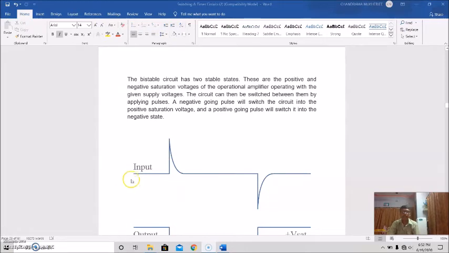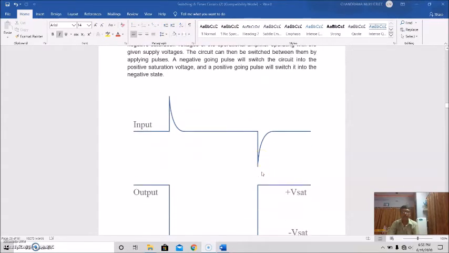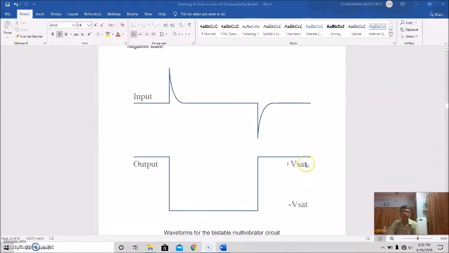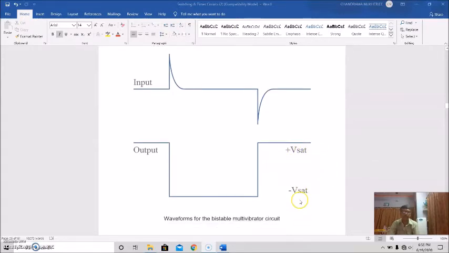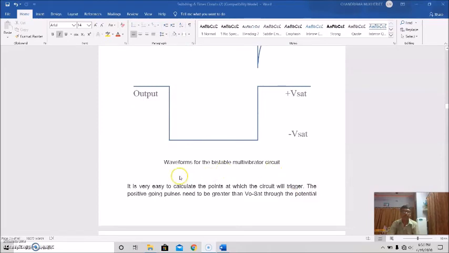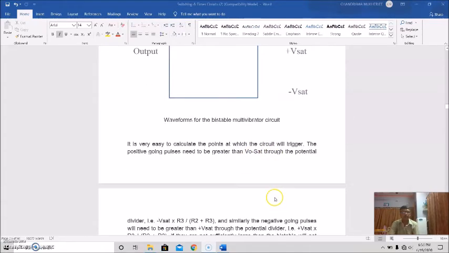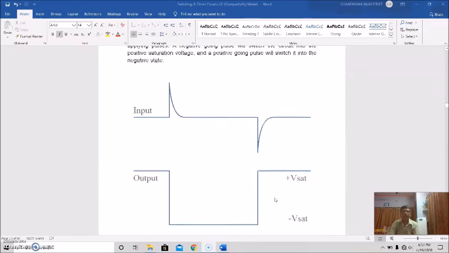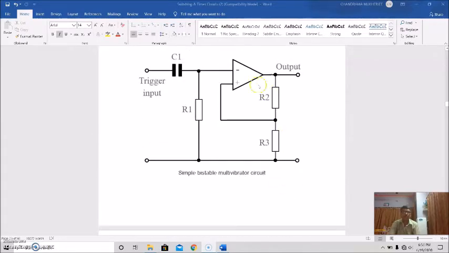So this is the input and this is the output. This is positive saturation and this is negative. So these are the waveforms for the bistable multivibrator circuit. It is very easy to calculate the points at which the circuit will trigger. Positive going pulses need to be greater than the output saturation voltage through the potential divider, as given in this circuit.